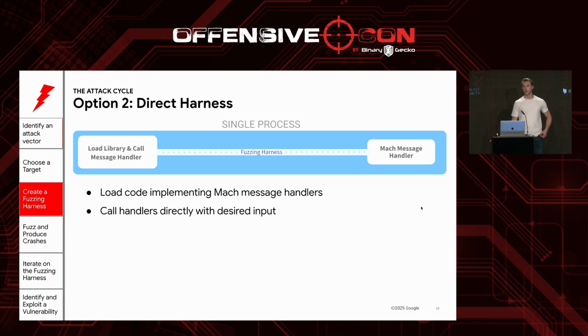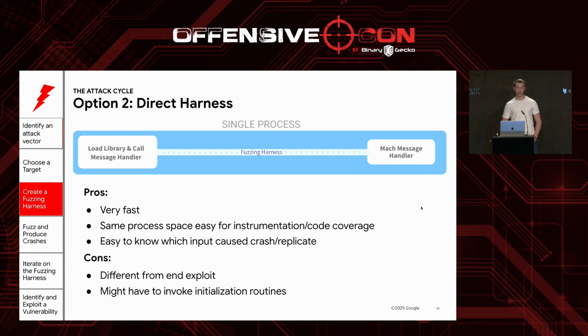So the other option here was to use a more direct harness: load the code that actually implemented and handled the Mach message processing, and then call those handlers directly with the desired input. The pros here are that it would be much faster, and it would also be in the same process space, so we could instrument and collect code coverage more easily. We're also very easily able to correlate which input caused a crash and replicate it. There are some cons here, though. Our payload when we're directly calling a Mach message handler is going to be different from the end exploit. And as we'll see, we might have to invoke some initialization routines.